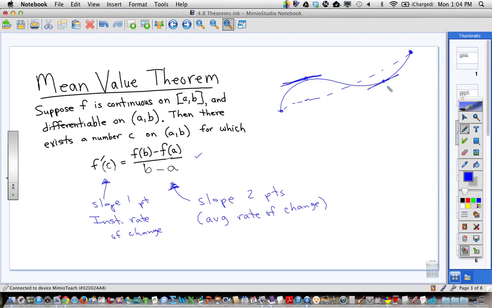So it doesn't sound like it's that big a deal. I mean, it's just kind of like, wow, okay, yeah, it seems pretty obvious that would happen. What's the big deal about it? Well, the big deal about it is this. It gives us an equation that connects F to F prime.